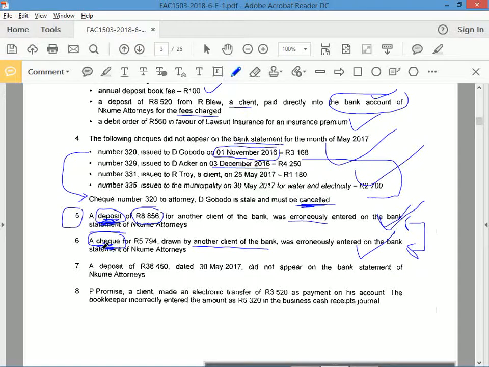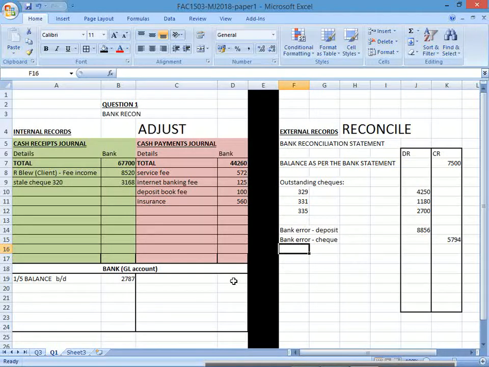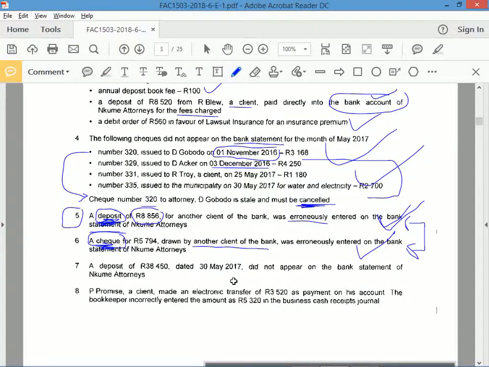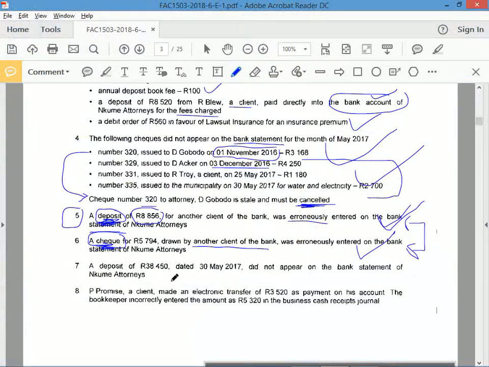Those are keywords. Number 7, a deposit of 38,450 dated 30 May did not appear on the bank statement, so that's an outstanding deposit. That goes over here. Outstanding deposit, and that deposit is for 38,450 on the credit side of your bank recon. Tick.